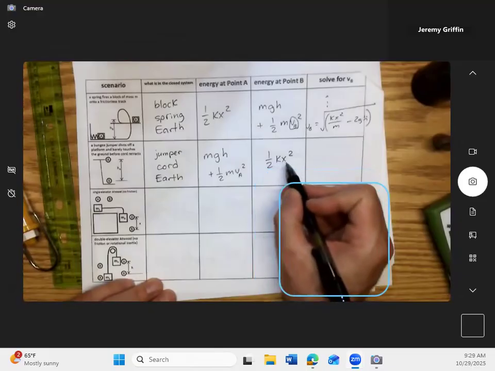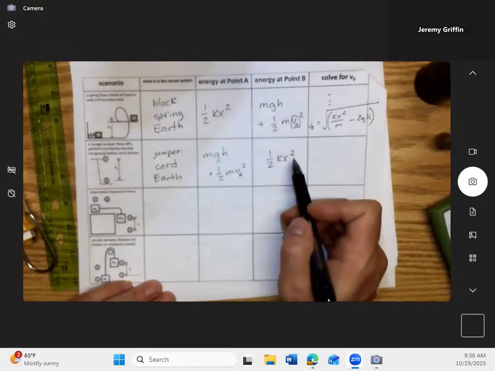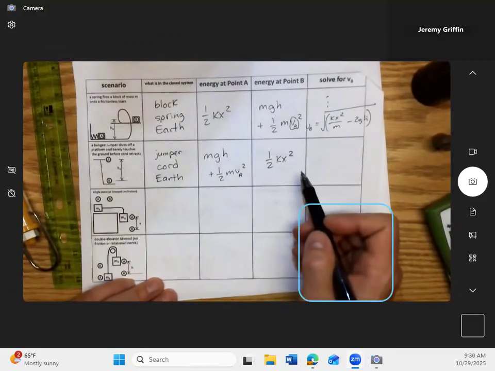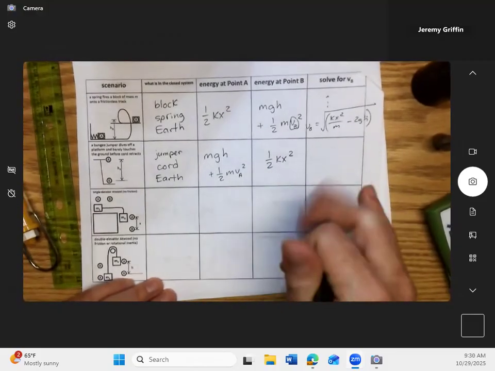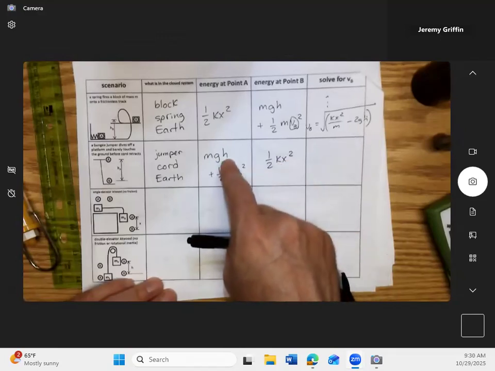Guys, what does this x represent? The distance of what? That after it stretches. Yeah, how much the cord was stretched in addition to its original length. You guys remember that? So maybe the cord has length L and it stretched some additional amount x, and L plus x adds up to this height.